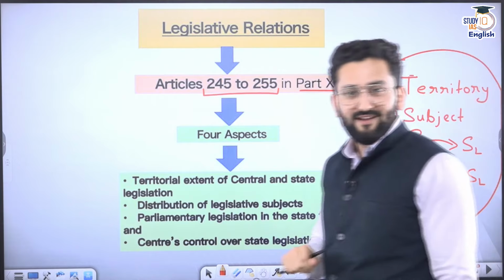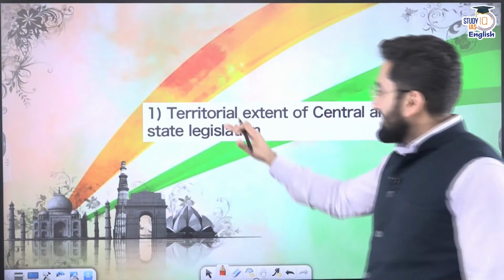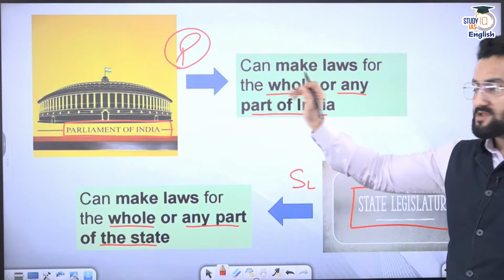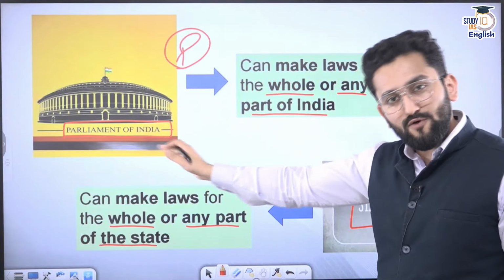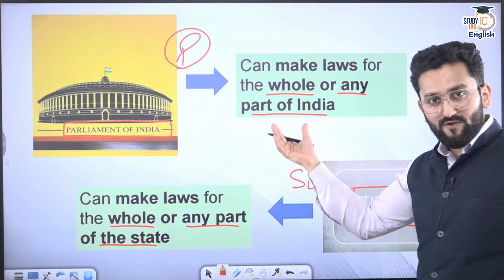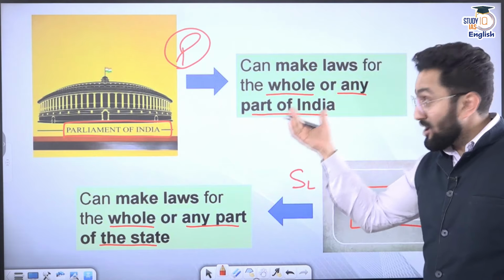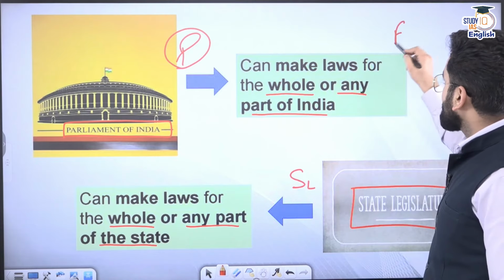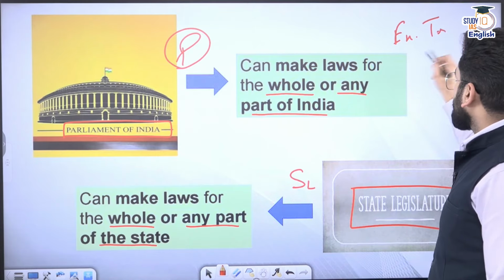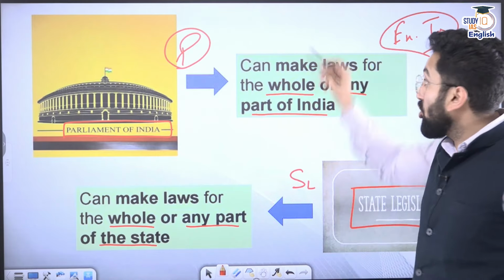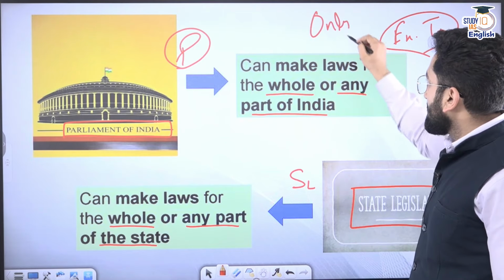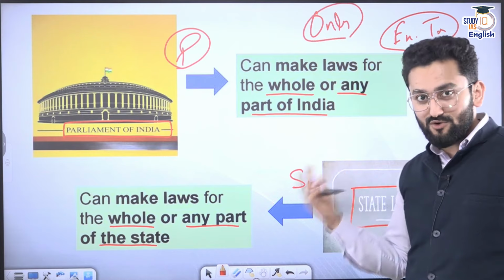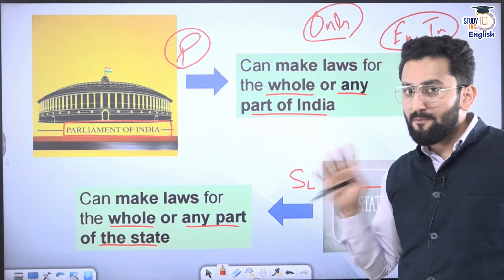That's it. Okay. Now, territorial extent of center and state legislature. Number one, Parliament can make law for whole of India or any part of India. Along with this, Parliament has one more power, that is extra territorial power. And this power is only with Parliament, not with state legislature. Please remember that. Okay, there are 3 cases of territorial law-making power of Parliament.